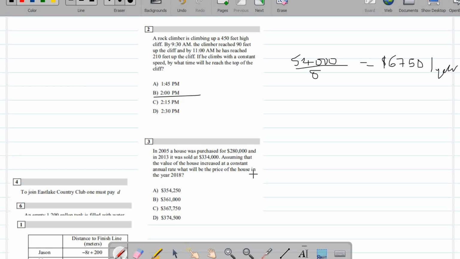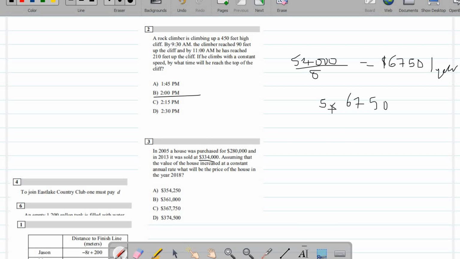So now, saying that the value of the house is increasing at a constant annual rate, what will be the price of the house in the year 2018? So between 2013 and 2018, it will still be increasing by this. So simply multiply. What's the difference between 2013 and 2018? That's 5 years. So we're just going to multiply 5 times this 6,750, and then add it to this price here, because this is the new price that you're going to be adding at this rate to get to the next amount.